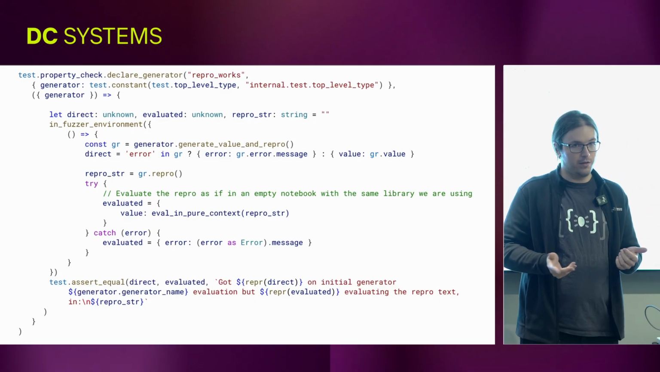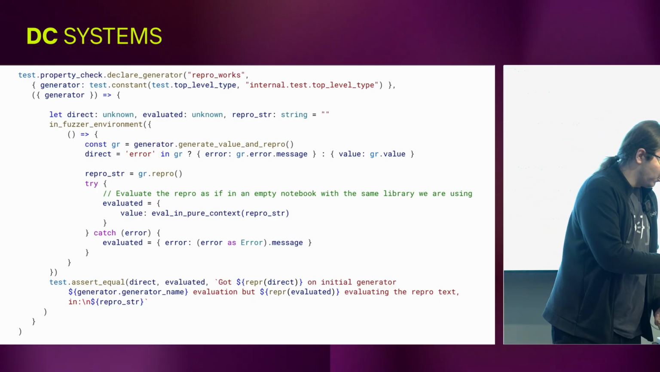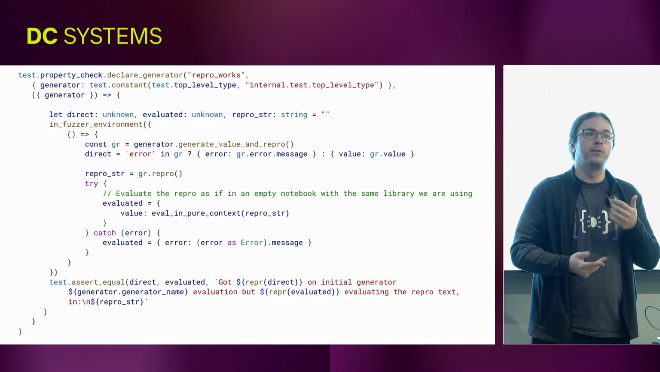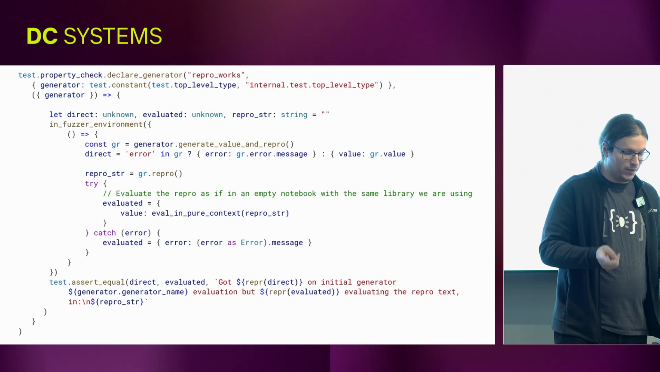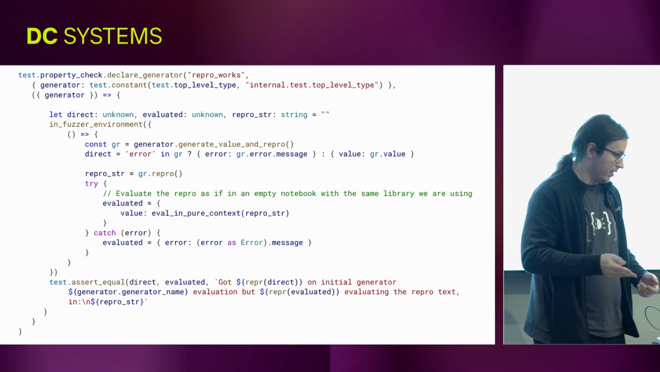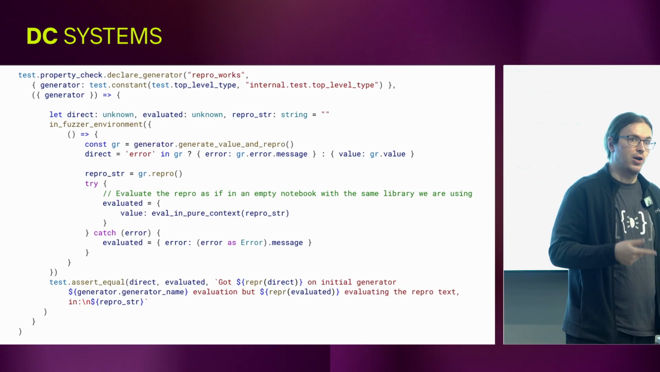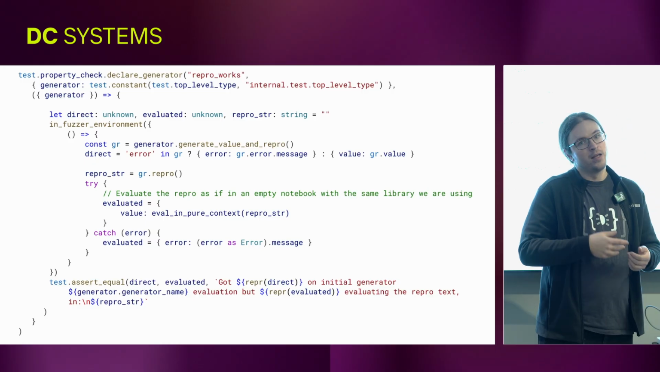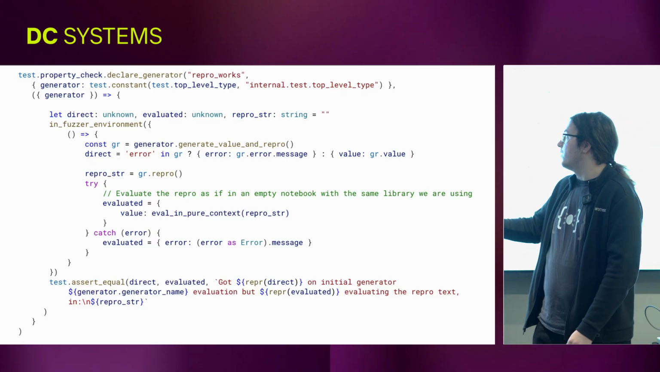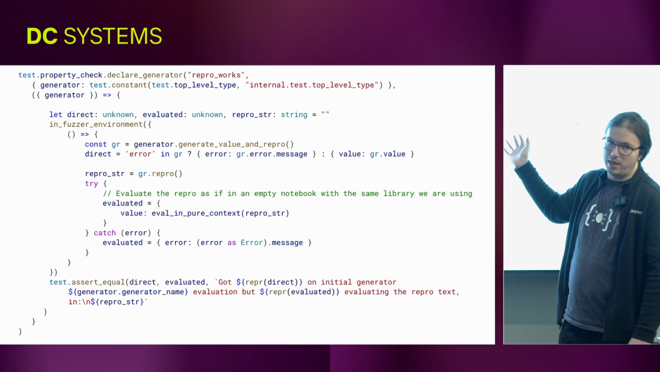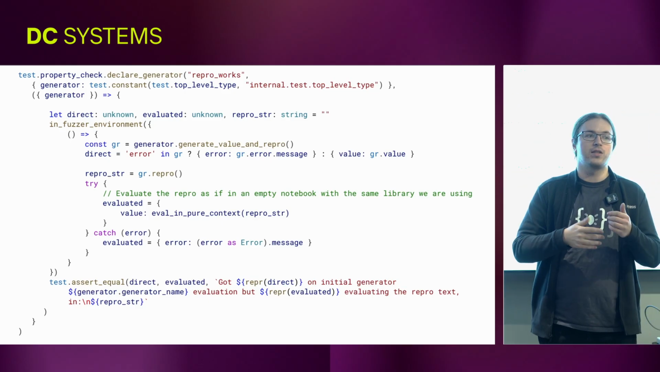We have a property check test for it, and it's called repro works. So this is an example of both a generator, because property check is just a type, but it's also an example of a property check, a test that we're using to assert some property of the notebook and tell us if it's not true. So what it does is it takes a generator from the top level type, and something I haven't talked about yet is that types are hierarchical.